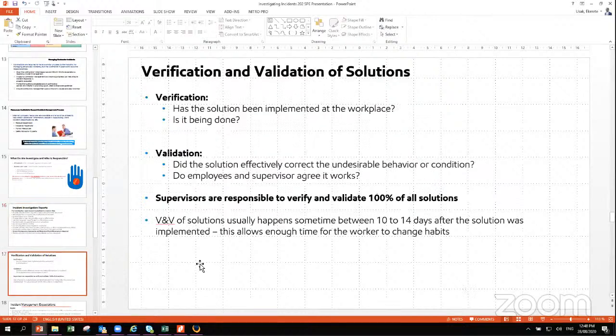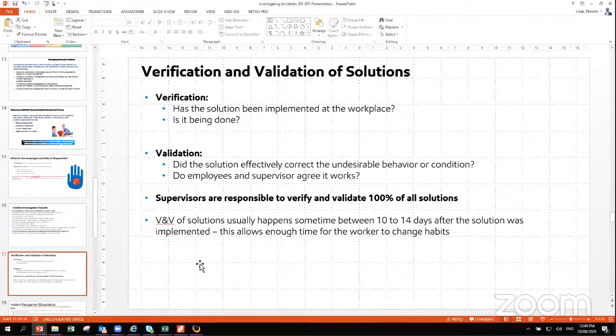So whenever you are finished with the analysis, you will have come up with solutions. And these solutions, you need to go back and check: does the solution meet what we intended? Has the solution been implemented? Has it met what we wanted? And if it has, then we need to get back and say, yes, keep on with this kind of solution, and then let others know about it.